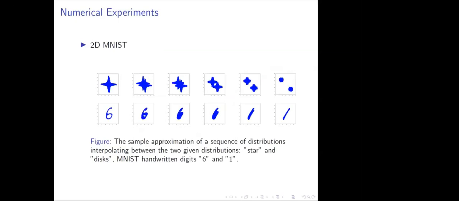The third experiment, instead of doing 1D, is a 2D experiment. Let's say we have two grayscale images. For example, we have this star and two disks, and a similar case would be handwritten digits. The marginals are given by number 6 and number 1. We can interpret these grayscale images as distributions.